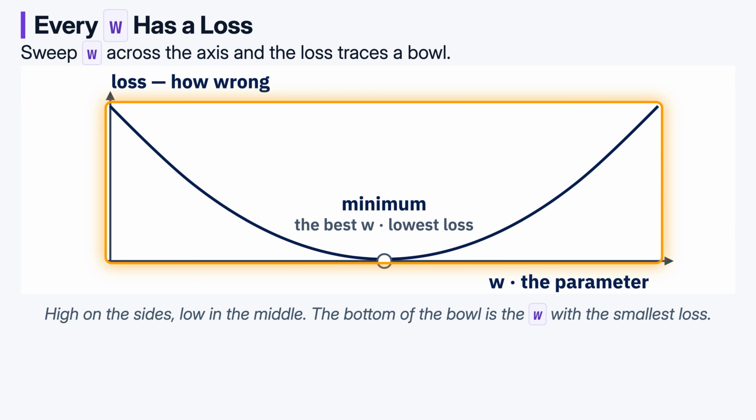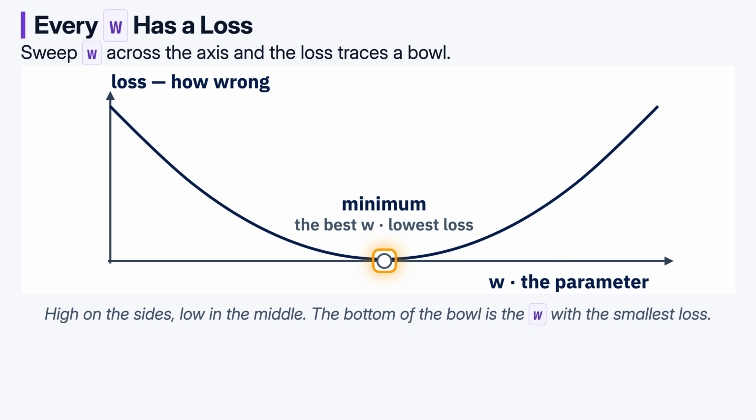Now sweep W across the axis and mark the loss at each value. The points trace out a bowl, high on the sides, low in the middle. The bottom of the bowl is special. That's the one W with the smallest loss, the best this model can do. We call it the minimum. There's exactly one lowest point, and reaching it is the whole goal of training.